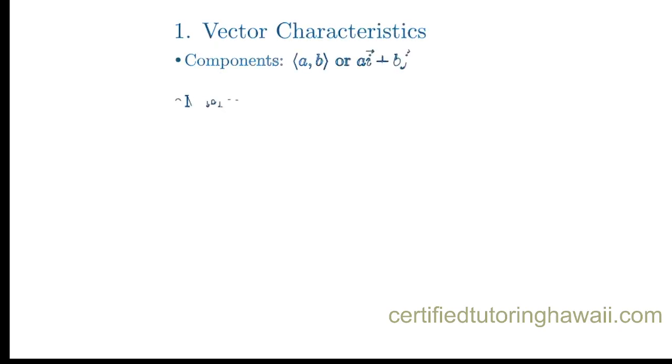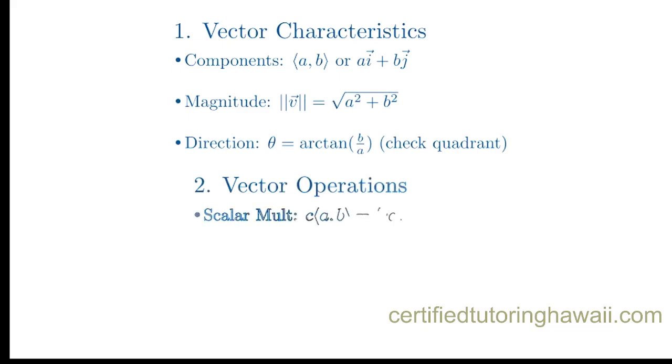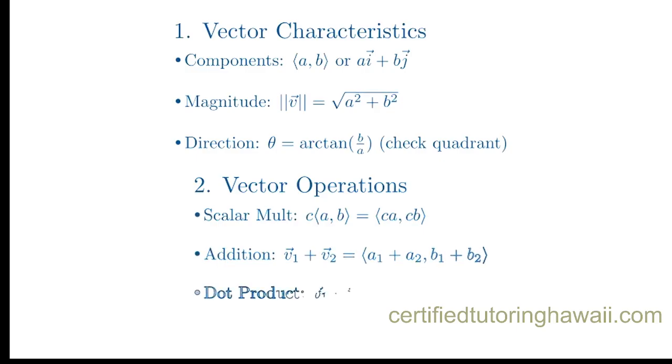Let's quickly review what we've covered today. We started by identifying the characteristics of a vector. A vector has both magnitude and direction. We learned how to write a vector using its components, ⟨a, b⟩, or in standard unit vector form, ai plus bj, and how to find its magnitude, |v|, and direction angle, theta. Next, we learned how to perform vector operations. We saw how to multiply a vector by a scalar, add two vectors by adding their components, and calculate the dot product v1 · v2 equals a1a2 plus b1b2.